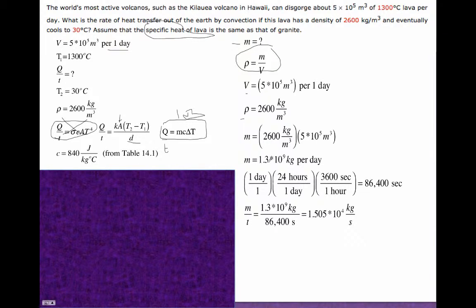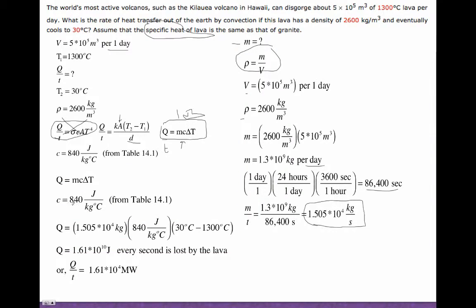And so the mass is 1.3 times 10 to the 9th kilograms every day. But we're going to have to get a rate, and the rate's usually done in seconds. So you might as well change that per day to seconds right away. And then we have the mass over time, which is 1.5 times 10 to the 4th kilograms every second, which is still a heck of a lot of mass per second. So now we've got a mass over time. Now we can go back and start looking at this one.